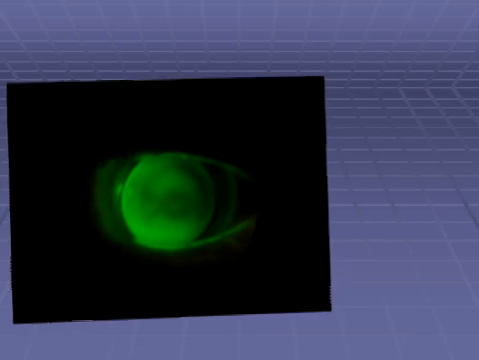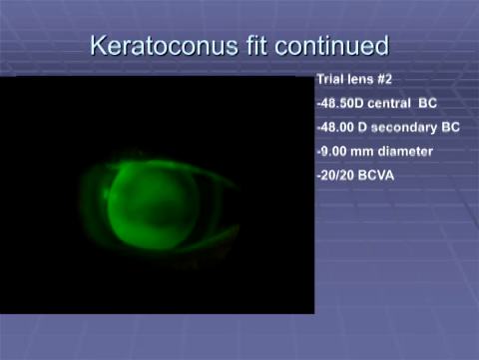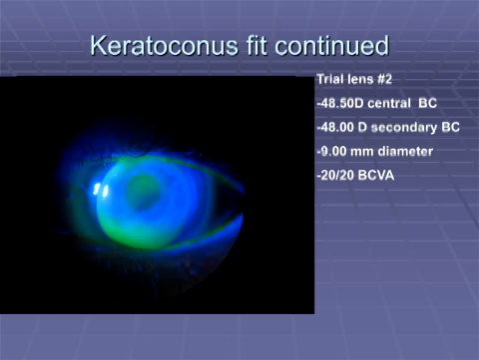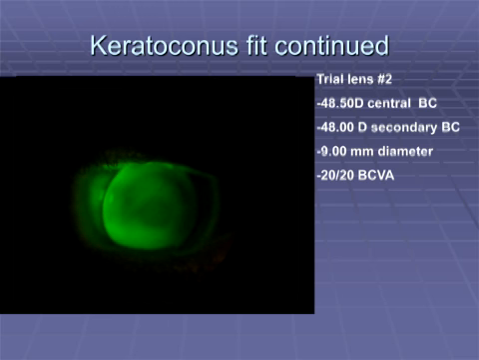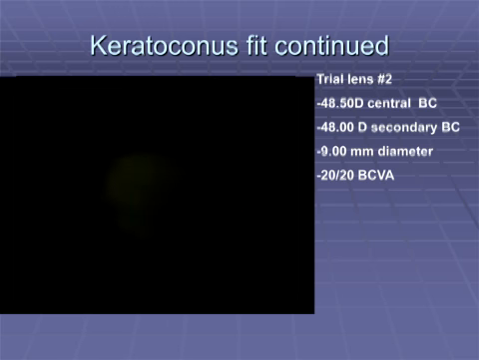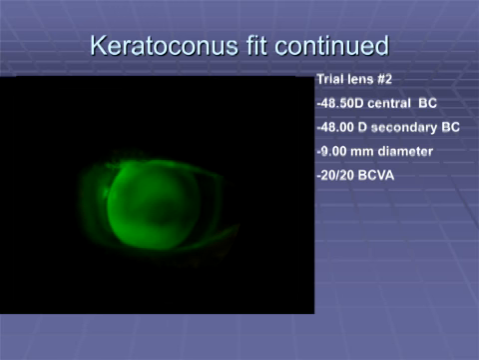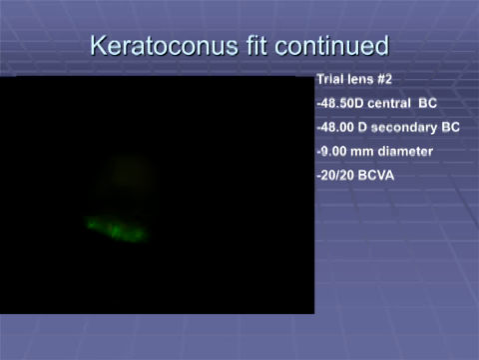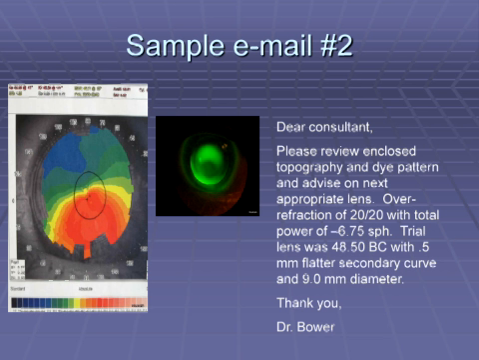Here, the next lens selected was 1.5 diopters flatter centrally with only a 0.5 mm flattening of the secondary curve. There is now slight apical touch, and the peripheral lens now allows adequate tear exchange. Over-refraction now resulted in 20/20 best corrected acuity. The final lens was ordered to be a 1/2 diopter steeper and will be dispensed at the next appointment following insertion and removal training. The entire encounter, including video, was achieved in less than 20 minutes.